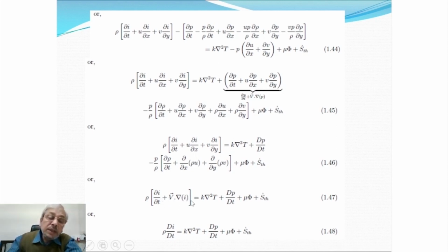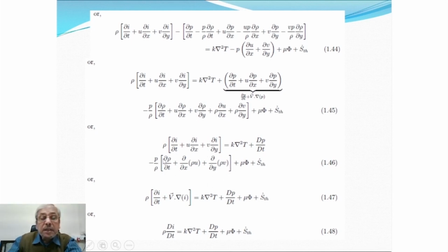So this is basically the total derivative of I. So rho dI/dt equals K grad square T plus dP/dt plus mu into phi plus S dot th. Let me repeat that equation, 1.46. What we can see, we can come here. Only we have to pay attention to this part.